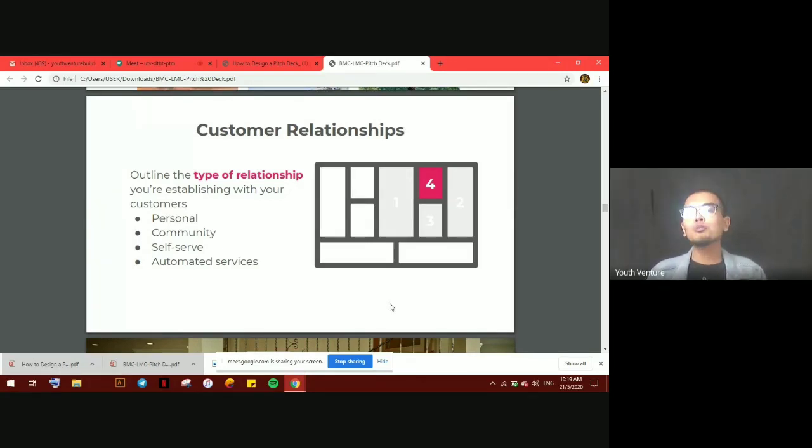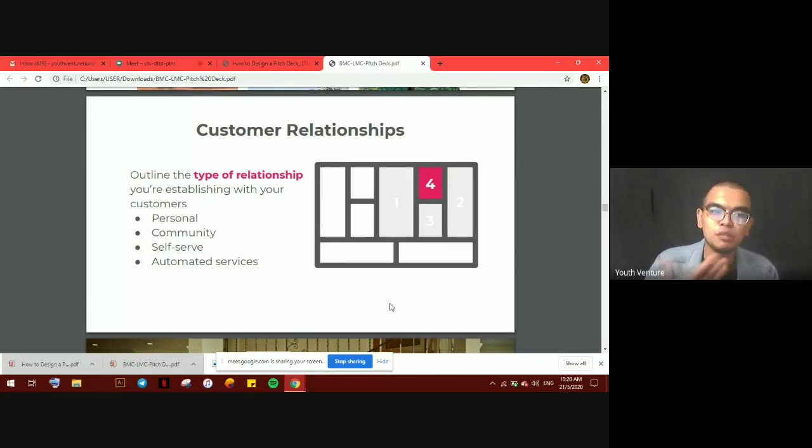And finally, automated service. Automated service is more on tech-heavy products, more on software products. If you look at companies that constantly use email newsletters, or ask you to opt in to specific deals, that is considered an automated service. So the way you can make sure your customers come once and come again and again is by creating and establishing a strong customer relationship.